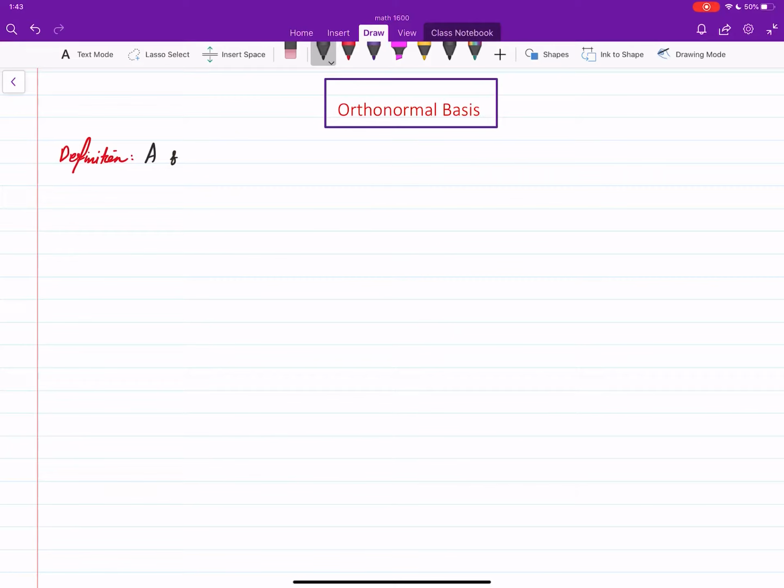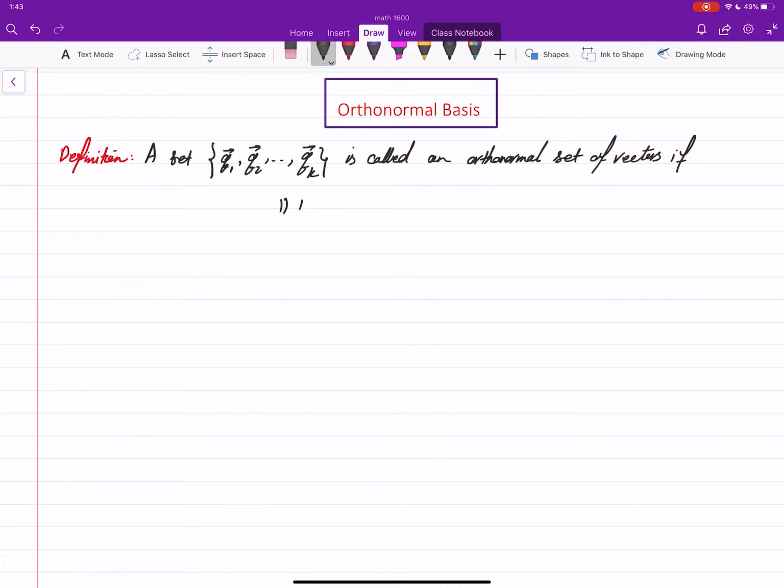So a set Q1, Q2, up to Qk, these are vectors, is called an orthonormal set of vectors if first of all it is an orthogonal set, and the vectors Qi are normal vectors.